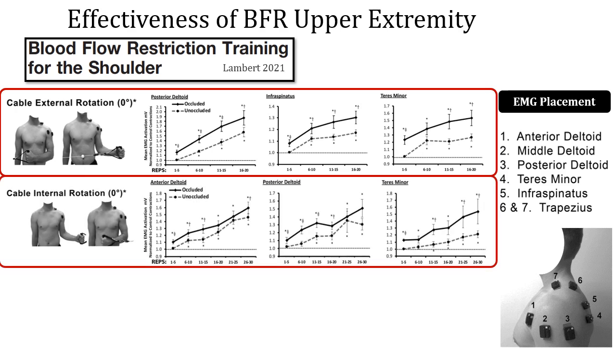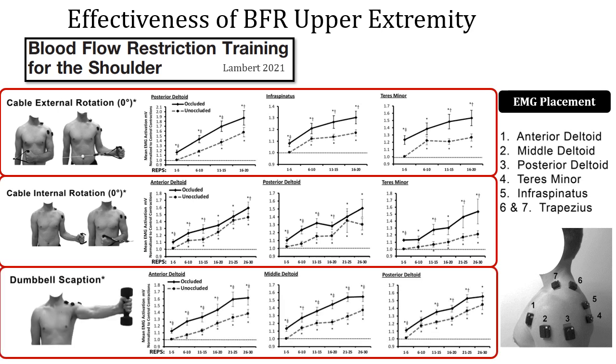We see similar results for internal rotation on the cable, with teres minor having the greatest discrepancy between the 2 groups. And then for dumbbell scaption, we see very similar to that of the external rotation, that there's a linear increase across all muscle groups as well as across both cohorts, but substantially higher and higher EMG relative to baseline as we go across the number of repetitions.